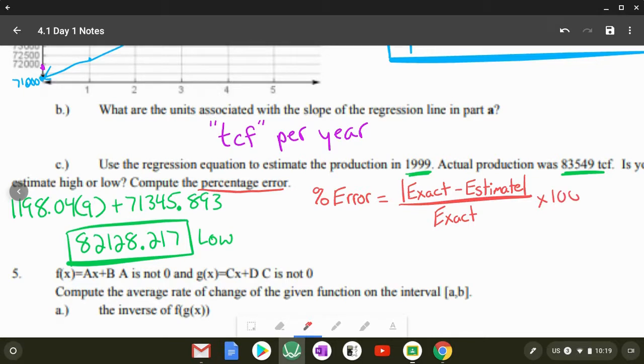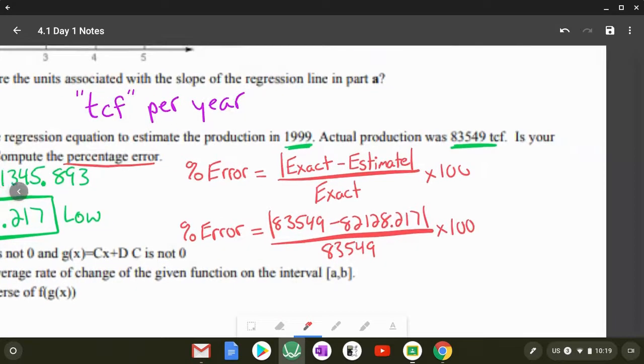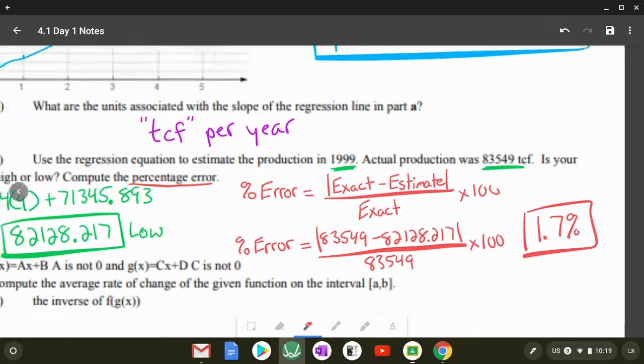So if we do that, we could do 83549 minus, that's what the exact was, 82128.217. Could put them in exact values, but it's going to be a positive number anyway. Divided by 83549 times 100. And you notice that the percent error was 1.7%. So our estimate was 1.7% off from what actually happened.